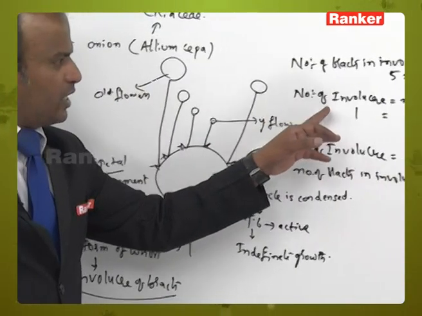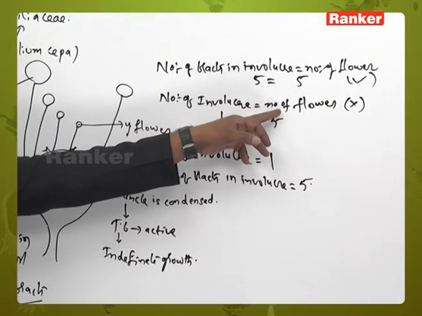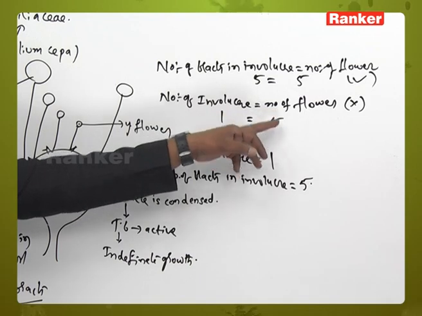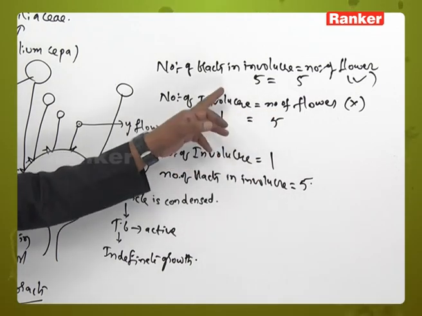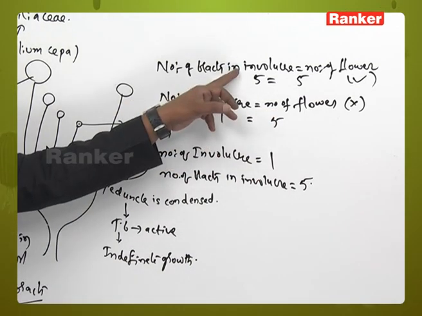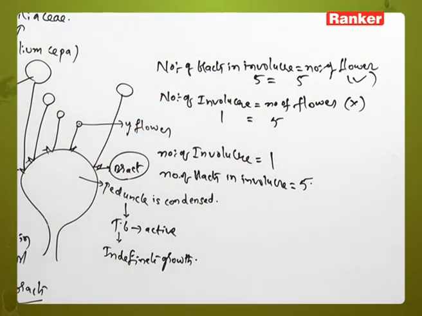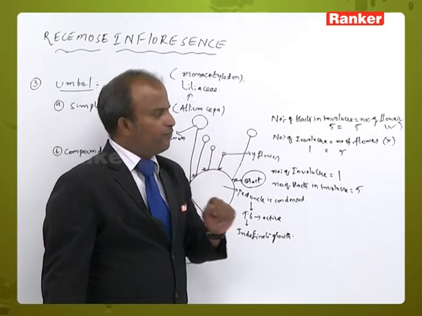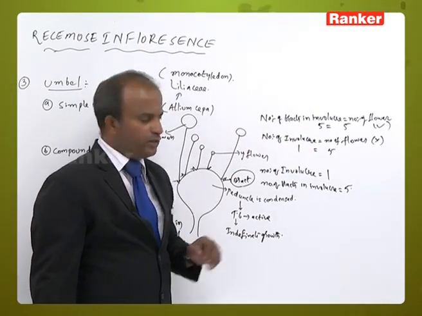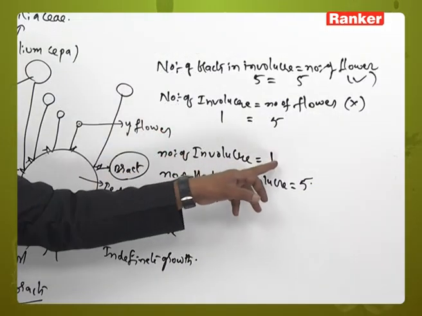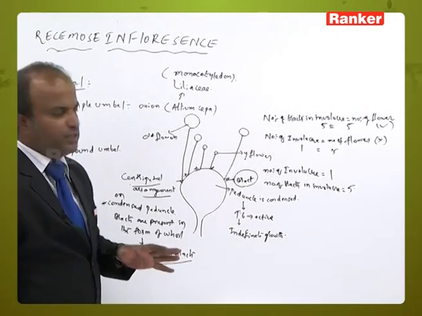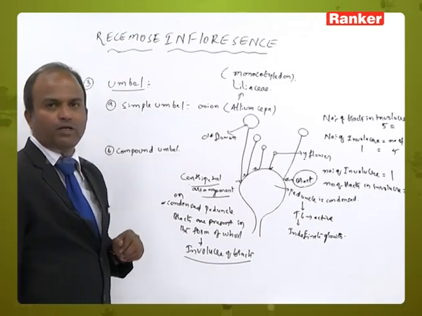And whereas number of involucre is equal to number of flowers, wrong option. Why? Because number of involucre is 1, number of flowers is equal to 5. But whereas number of bracts in the involucre according to this diagram shows 5 and number of flowers are also showing 5. That means it is a right option. Number of involucre is equal to 1 and number of bracts in the involucre is equal to 5. This is about simple umbel.